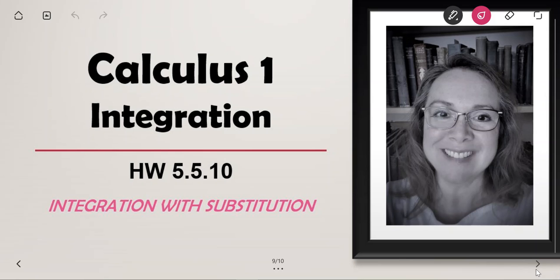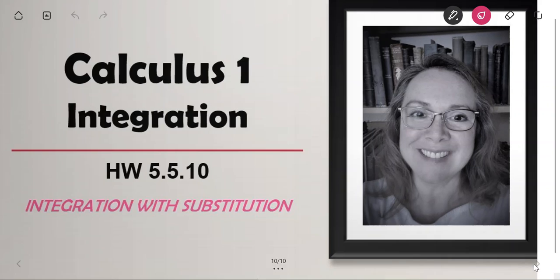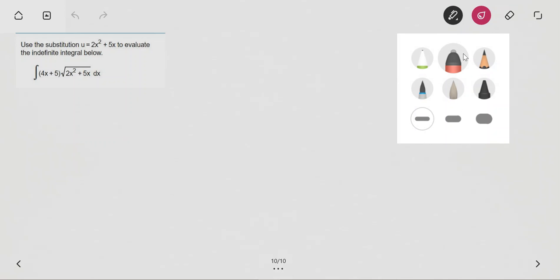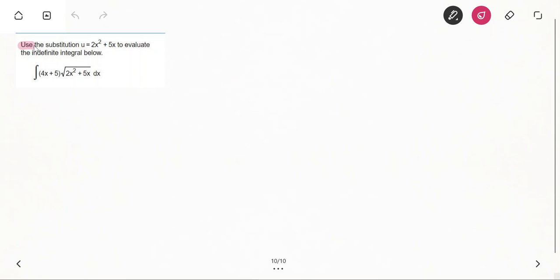In this example, I'd like to work out a substitution integration problem. This question came up on MyLab Math, and it was hinted already that you needed to use substitution. Sometimes you don't get that hint, right? But in this section, we knew all of the problems were using substitution.